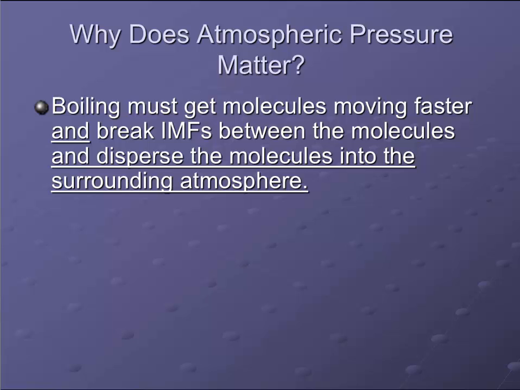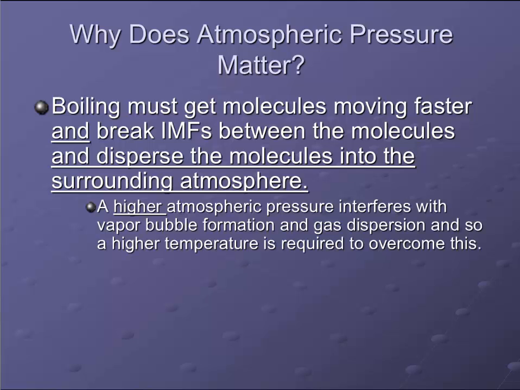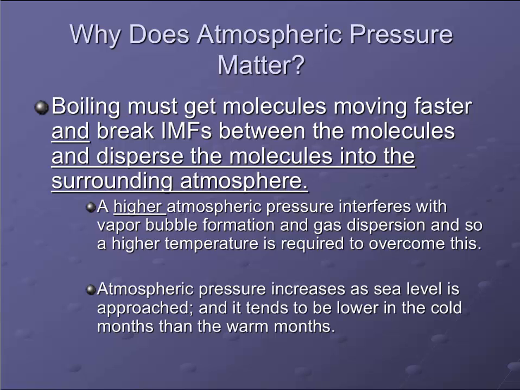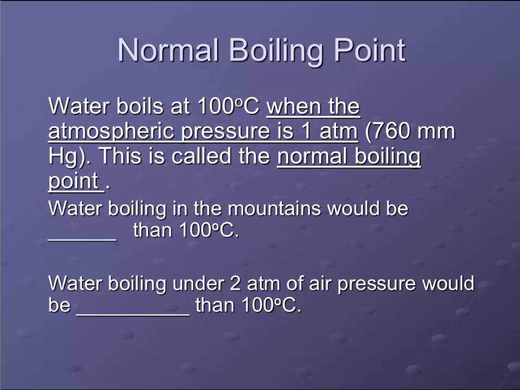So why does atmospheric pressure matter? Remember, boiling has several aspects. The molecules have to move faster, the IMFs have to break, and the molecules have to disperse into the surrounding atmosphere. A higher atmospheric pressure interferes with vapor bubble formation and gas dispersion, so a higher temperature is required to overcome this. Atmospheric pressure in general increases as sea level is approached, and it tends to be lower in the cold months than in the warm months.